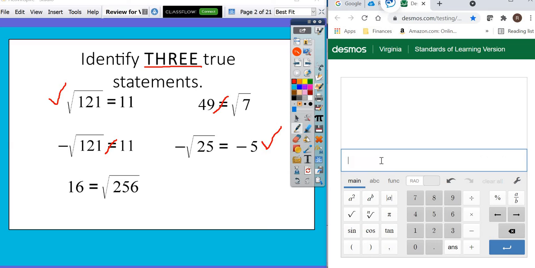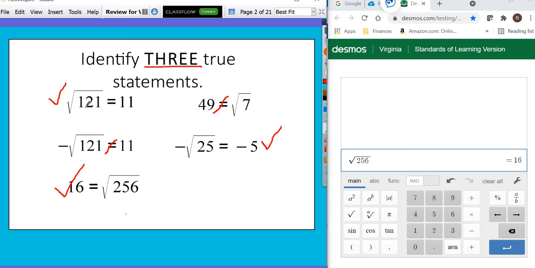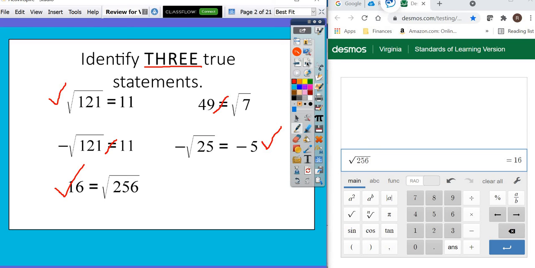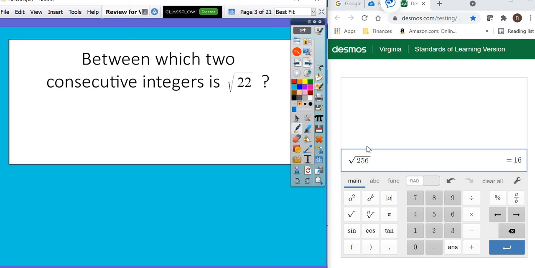And let's look at this last one. We have the square root of 256, which gives you 16. So this is also true. Remember, whatever side of the equal sign has the square root or the absolute value, that's what you put into the calculator and check it against the other side. So those were our three answers. All right, so Desmos is your friend.